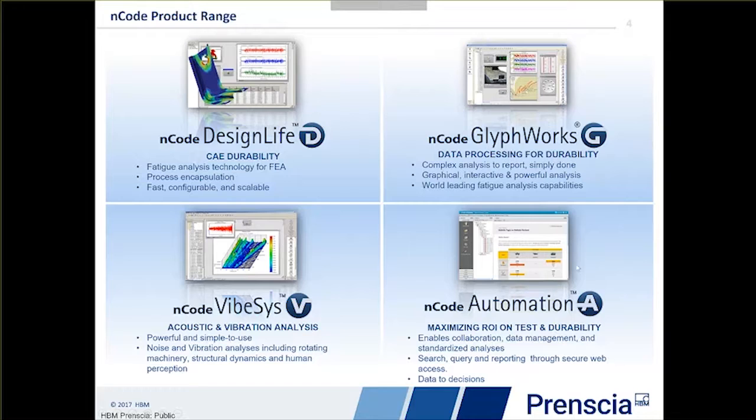The last product here, Automation, is for managing large amounts of data. It uses a database, enables you to do queries on the data and run processes on the data in order to get dashboards and a global view, as opposed to being swamped with the details, right? So let's start with Glyphworks.